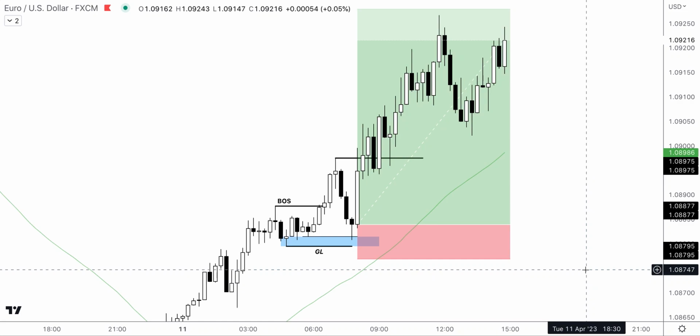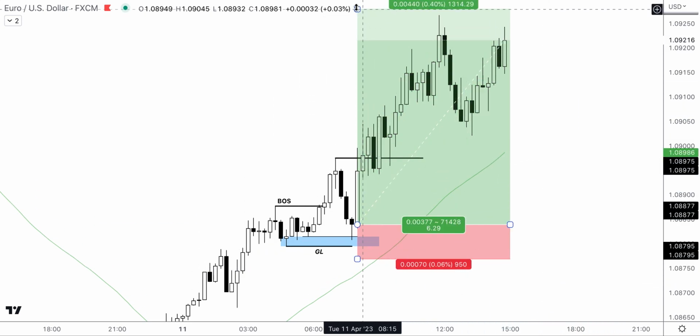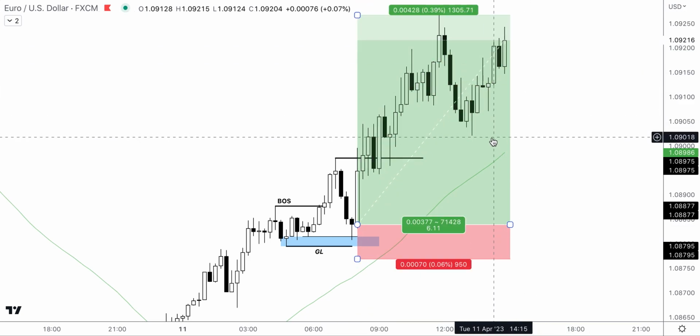This is exactly how you use smart money concepts in confluence with a trend following strategy, a trend continuation strategy. This is a trade that I did take on EURUSD. The maximum amount of profit that was available was around 6.1 to 6.2 RR. So if you risk 1% on this trade, you would have made just over 6%.